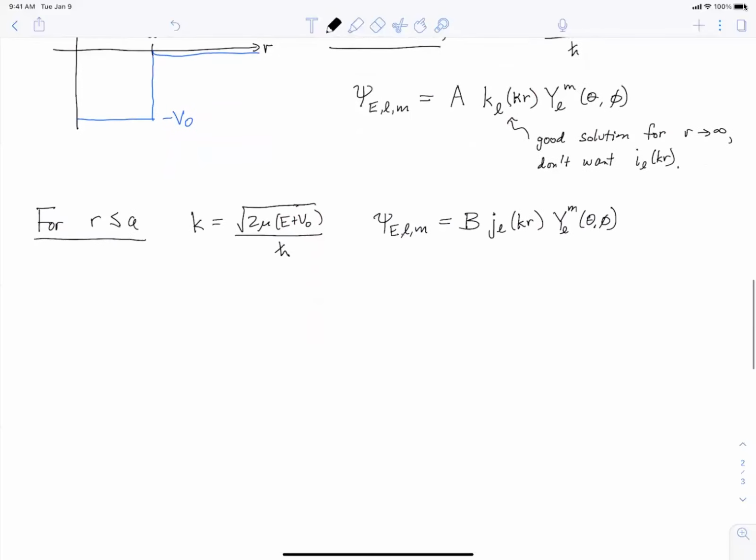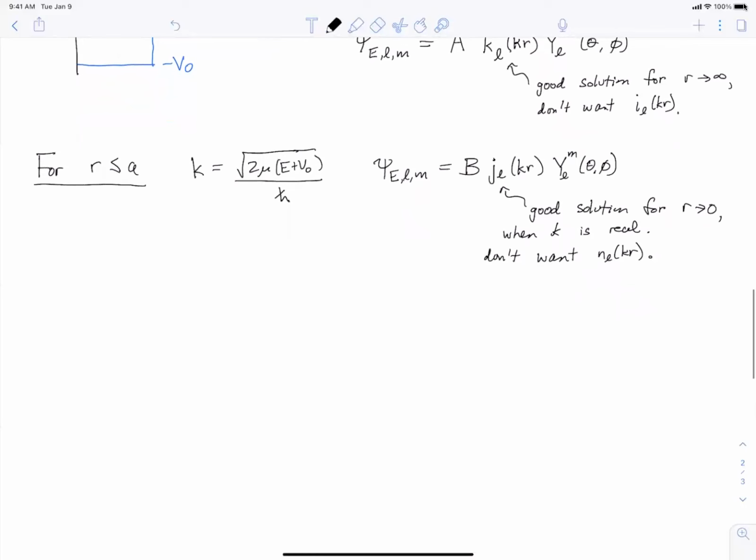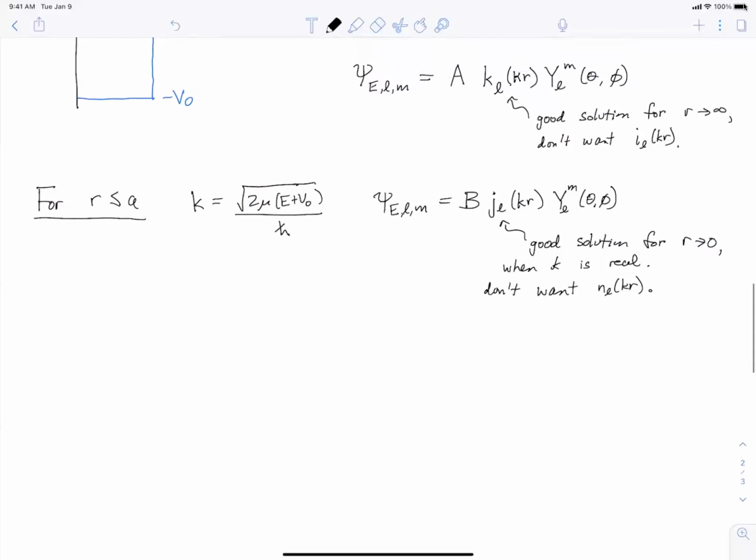Okay, and the reason we use that is we know the ordinary spherical Bessel function is the good solution for r goes to 0 when the energy is positive, or when K is real as opposed to imaginary. In particular, we don't want the Neumann function, because that would just blow up. If we included it in the linear combination, again, we would eventually find that its coefficient had to be 0.